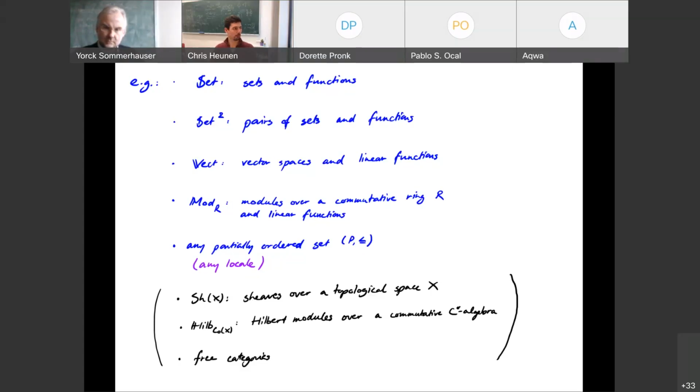A slightly less simple example of a category is where it's set to the power 2. So here an object is going to be a pair of sets. So one object consists of two sets. And if I have one object here, two sets there, and one object there, two sets here, what is a morphism from here to there? Well, it consists of two functions.